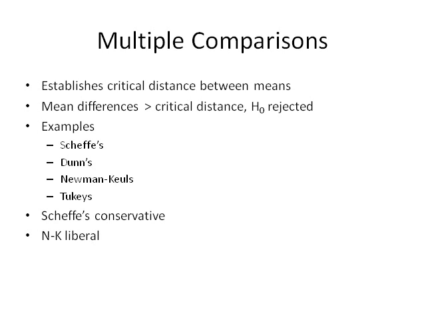Another approach to the follow-up of a significant overall ANOVA is a family of procedures called multiple comparisons. These procedures test all possible pairs of means, or all possible pairwise comparisons. In general, they work by establishing a critical distance between means when they are arranged from lowest to highest. A comparison of two means, or a pairwise comparison, is said to be significant if the difference between the two sample means exceeds the critical distance.